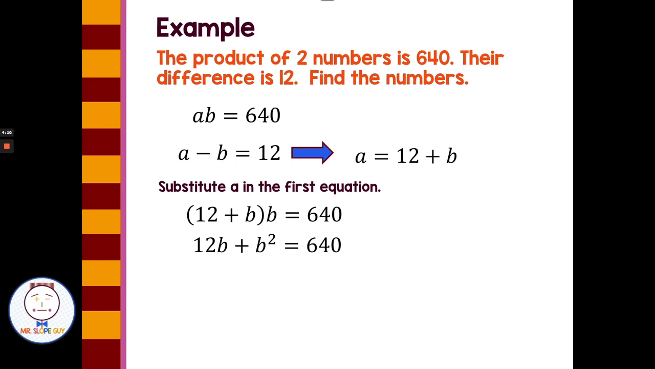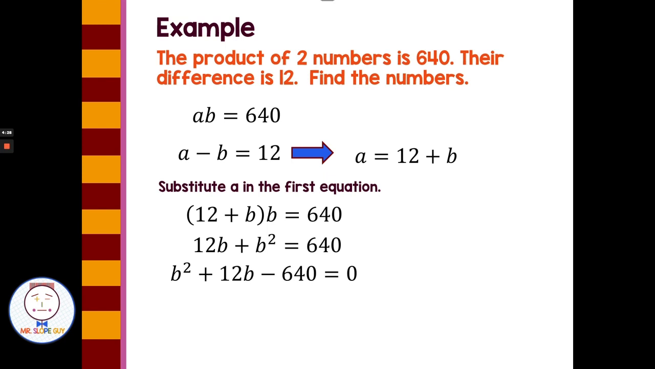So when I have a quadratic, if I'm going to solve by factoring or by quadratic formula, in both cases I need to get my problem into standard form, which is descending order equal to 0. So I want to subtract 640 from each side. B squared plus 12B minus 640 equals 0 is in standard form.